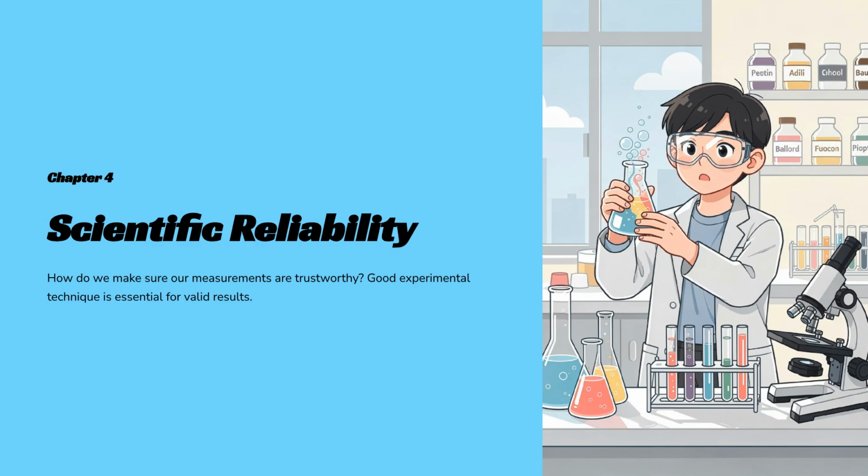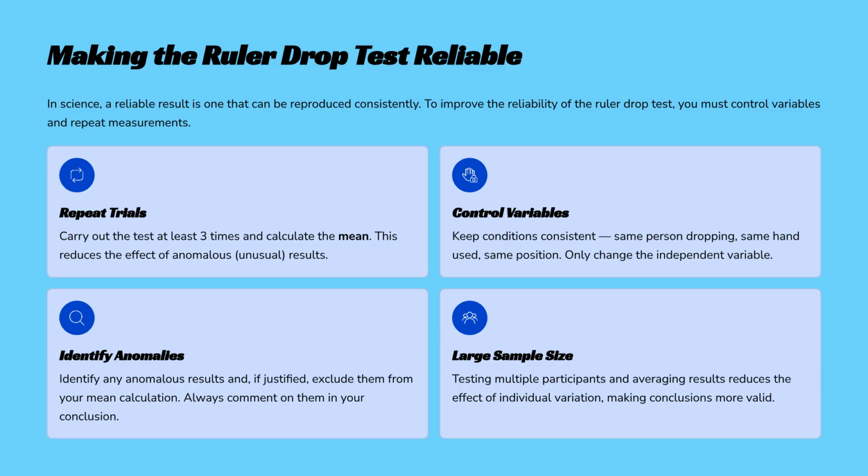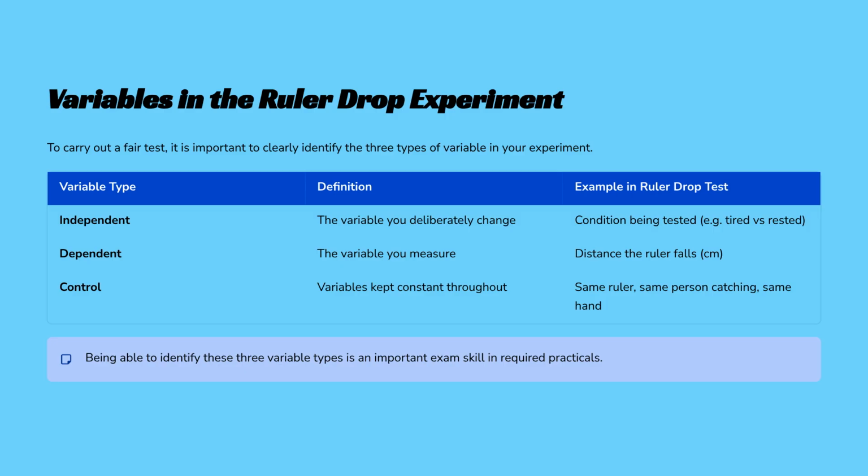Chapter 4 is about scientific reliability. To ensure your ruler drop test results are trustworthy, good experimental technique is essential. To improve reliability, always repeat trials to calculate a mean, control variables, identify anomalies, and use a large sample size. It's crucial to distinguish between the 3 variable types: independent, dependent, and control. In the ruler drop test, the distance caught is the dependent variable.